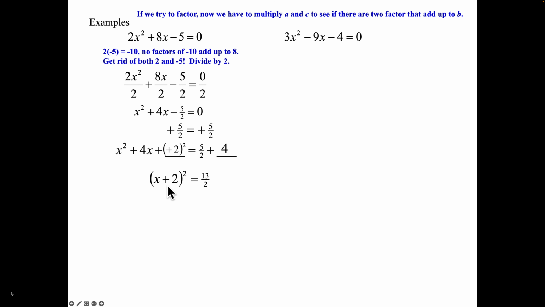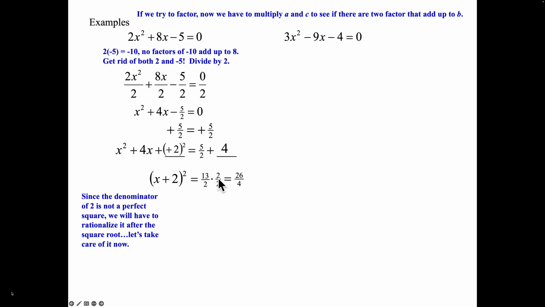Uh-oh, I just noticed something. I don't have a perfect square in my denominator. We're going to be taking the square root, and I don't have perfect square numbers. Make it. This 2, multiply the top and the bottom by 2. I can either do it now, or I can multiply by the square root of 2. I prefer to take care of it now. Top and bottom is multiplied by 2.